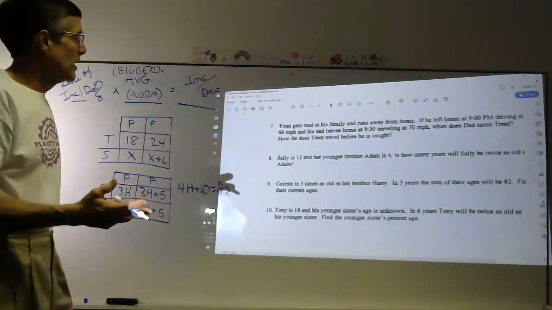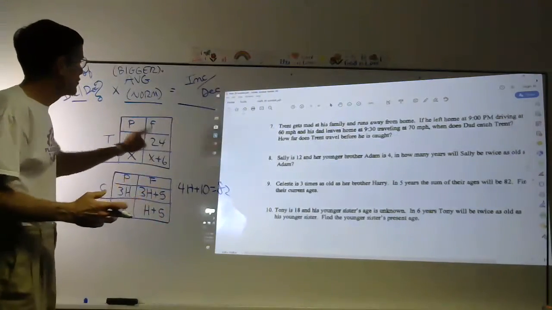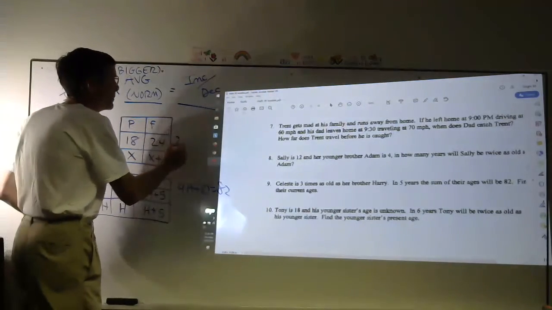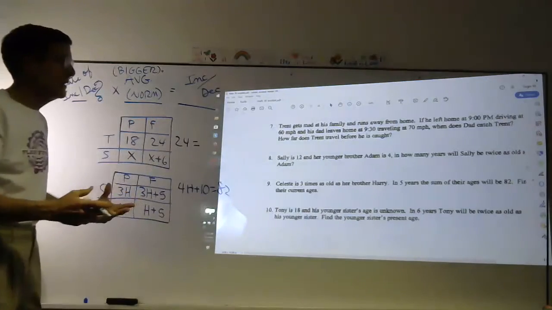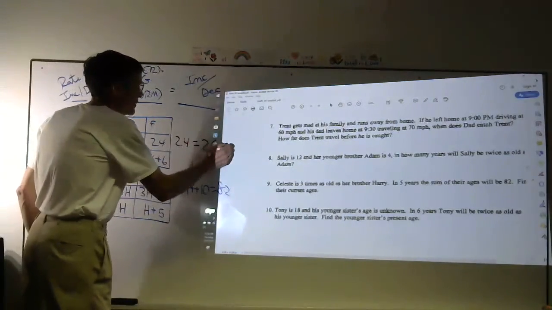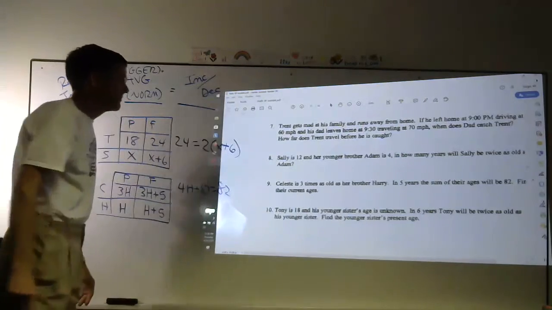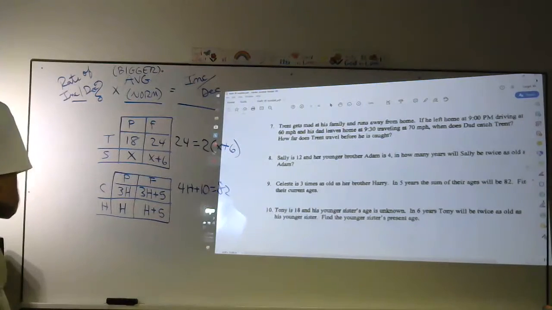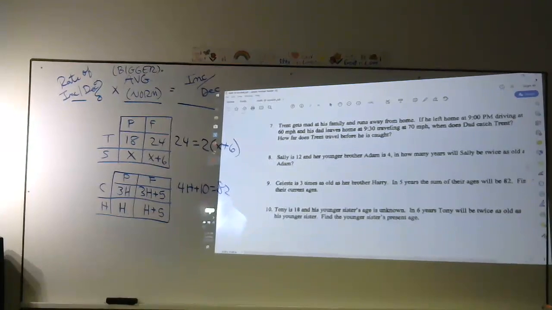Let's read the rest of the problem. In 6 years, Tony's age, 24, will equal twice his younger sister's, twice the x plus 6. Okay? I love these problems. It's one of the first homework assignments in this class that you really have to think about what you're doing. Okay? Enjoy, enjoy, enjoy. You're going to have fun with these.